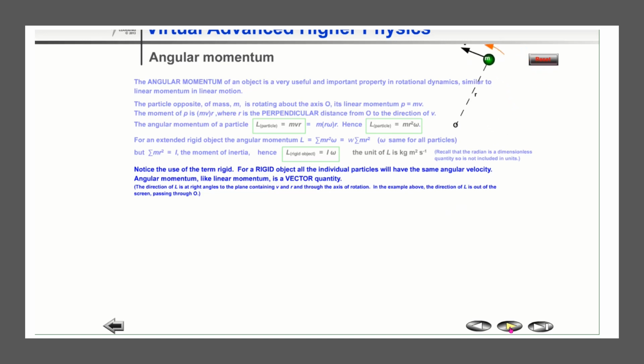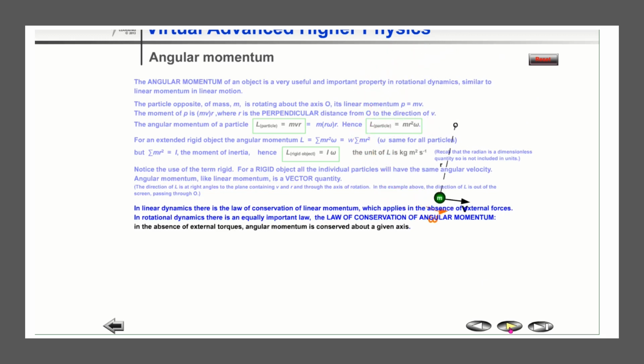What's difficult to understand is the direction of that vector. The direction of your angular momentum is actually at right angles to the plane containing v and r. So in this case, it's along the axis of rotation. In the example above, angular momentum is actually out of the page, passing through this point O.